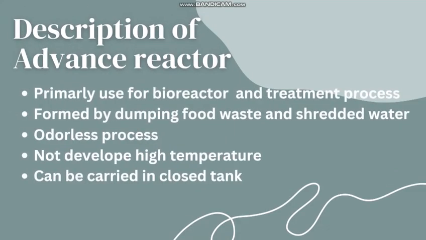And for the description of the advanced reactor, the leach bed reactor is primarily used as a bioreactor and treatment process for stabilization. The way the reactor works is by dumping food waste and shredded water into the tank of the reactor, and it will mix. Fatty acid will be formed from the organic waste inside the tank. The process will take 5 days to finish. The leach bed reactor process can be carried out in closed tanks. The reactor is also odorless because the odor from the process is dissolved during the process. The reactor also cannot develop high temperature, as it would lead to emission due to natural convection.